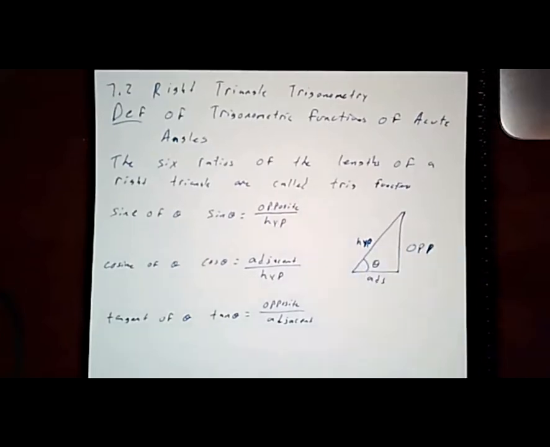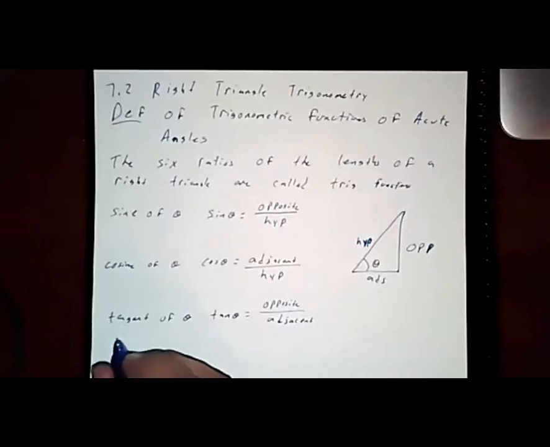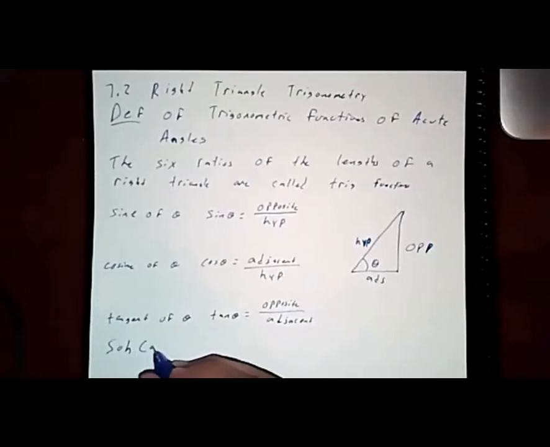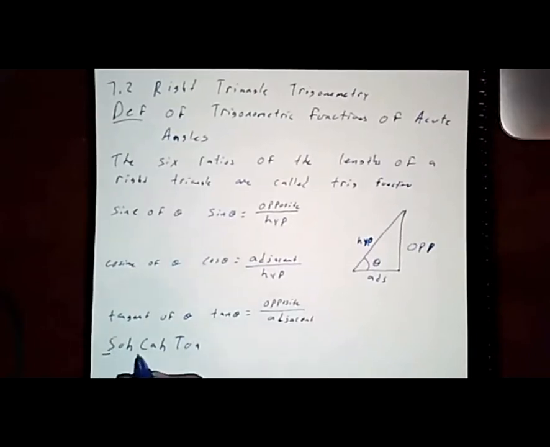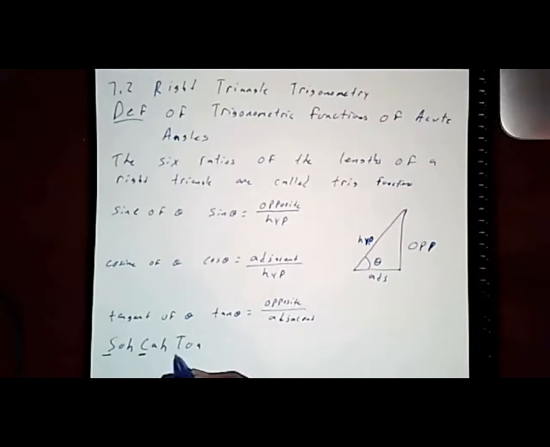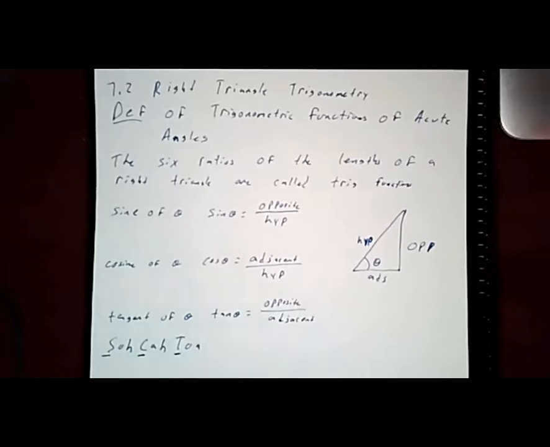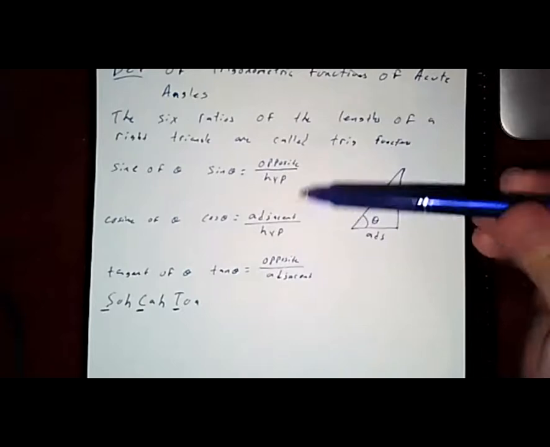hypotenuse. Okay, and the common way to remember this is SOHCAHTOA. So sine is opposite over hypotenuse. Cosine is adjacent over hypotenuse. TOA, tangent, is opposite over adjacent. I'm not saying you have to memorize this, but if you forget or don't have your notes, this helps me remember anyway.